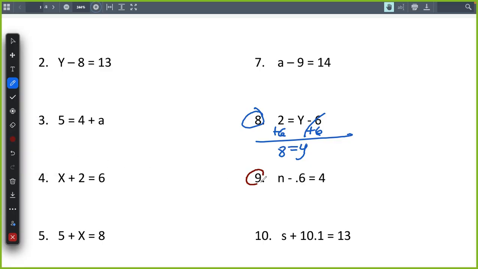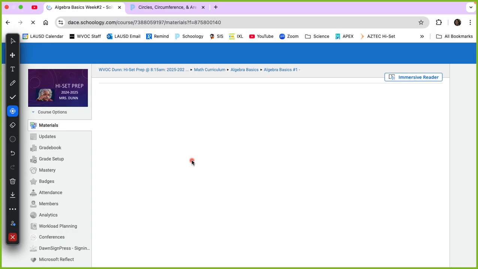Let's look at 9. I'm going to rewrite it right here. N minus 6/10. Oh, yes, that's a decimal point. Equals. Let's go back to the quiz. I know you're wanting me to do those challenge problems. And don't worry, it's things that you've done before, right? These things you have done before.